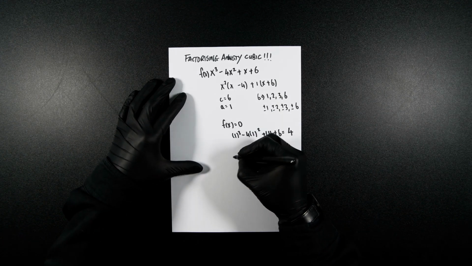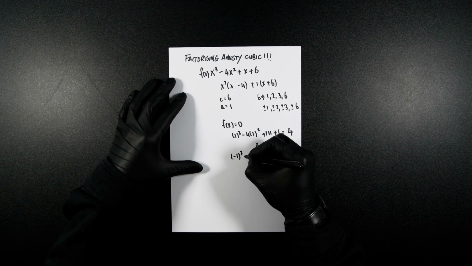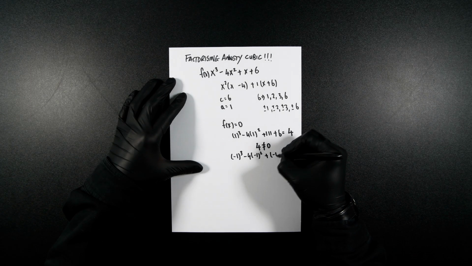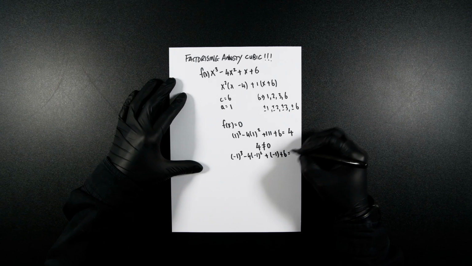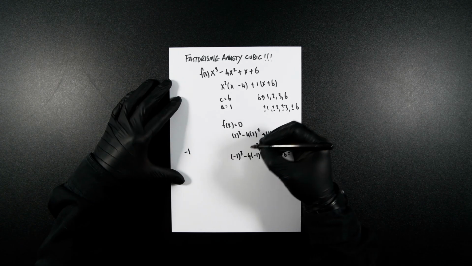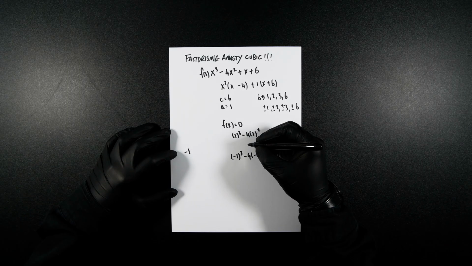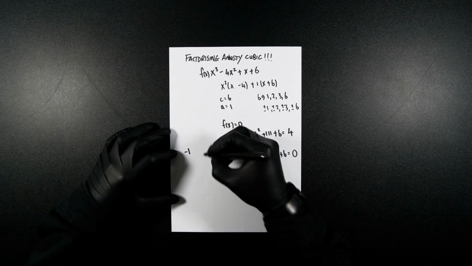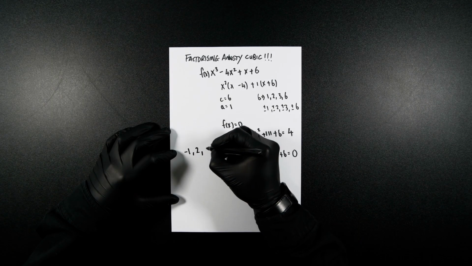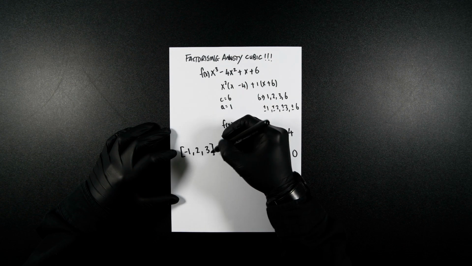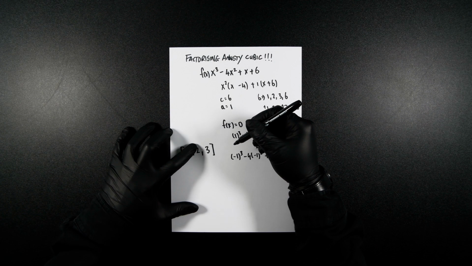So 4 obviously does not equal 0, so therefore positive 1 is not one of the roots. But let's say if I did minus 1, so minus 1 cubed, minus 4 times minus 1 squared, plus minus 1 plus 6. This does equal 0, so therefore minus 1 is one of the roots. If you do these for all of these plus or minus, I'm not going to do it here, you'll get 2 and 3. So now you have your 3 roots, and so it's minus 1, 2, and 3.